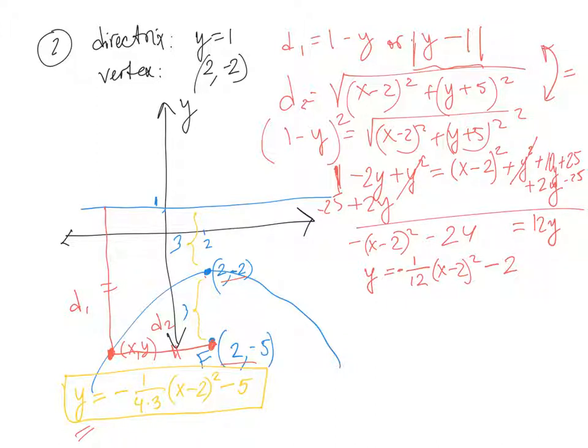Do you see why I said, oh, no? Did you notice my mistake? As I told you before, I messed up here. So the vertex is 2, minus 2. The focus is minus 5. So it's supposed to be minus 2 here.